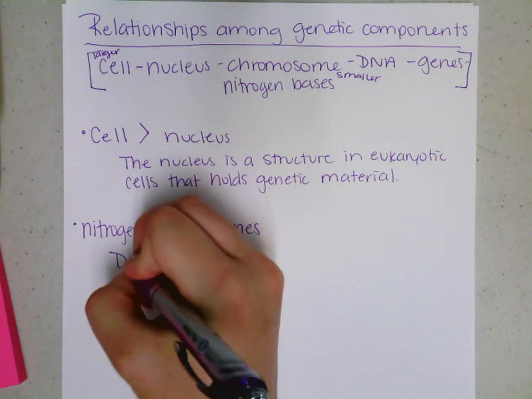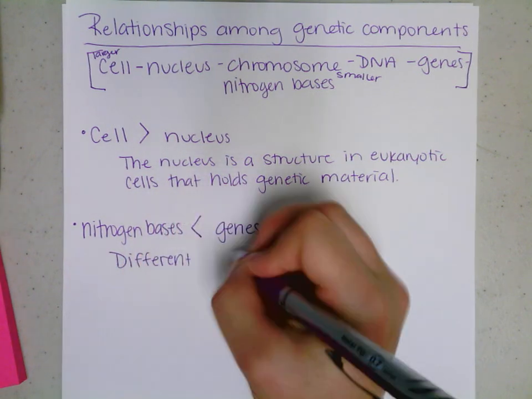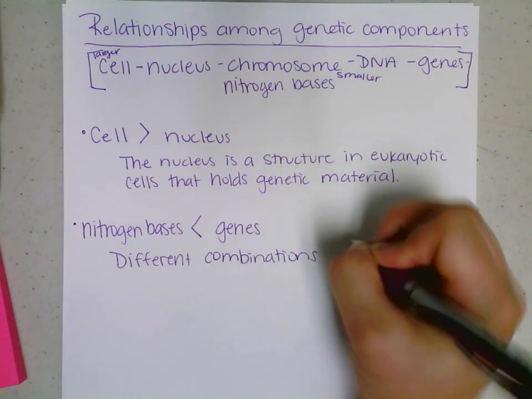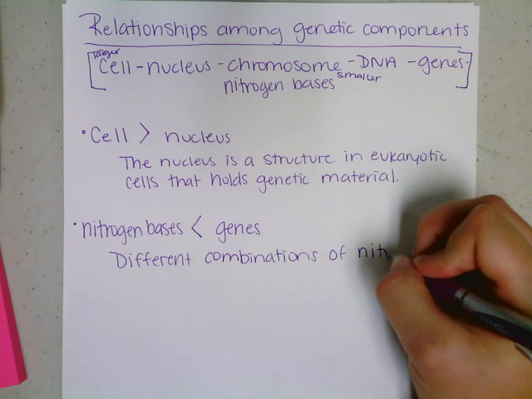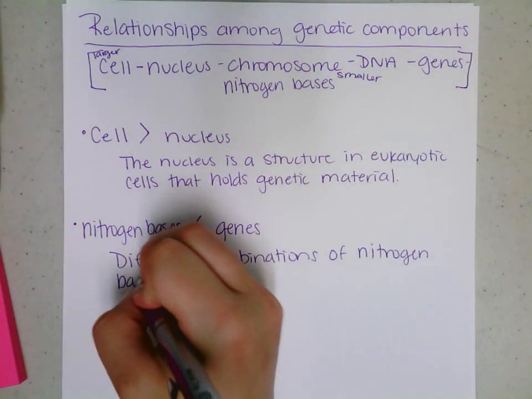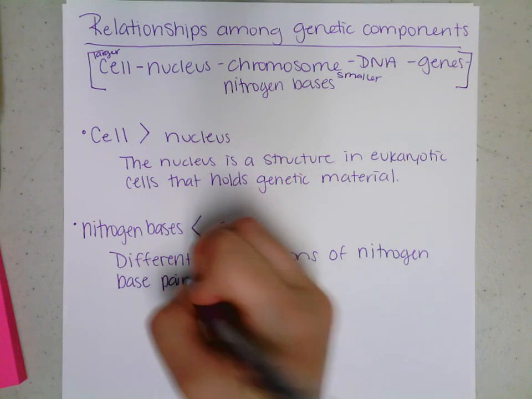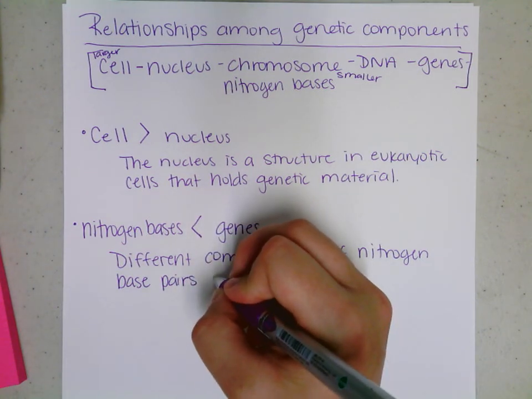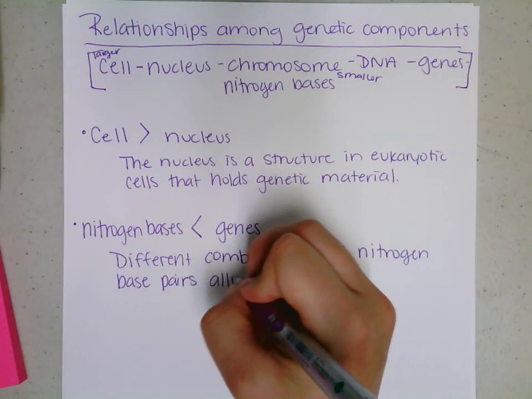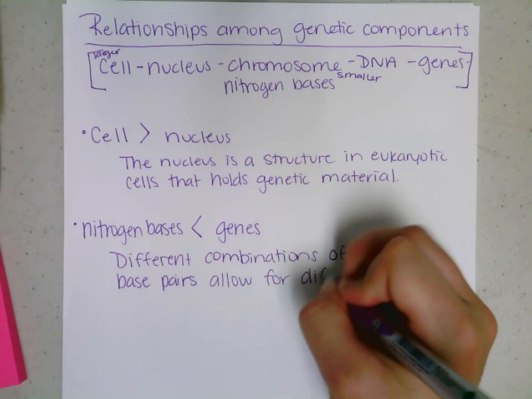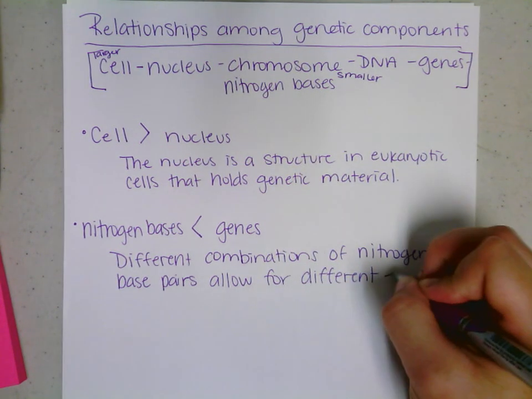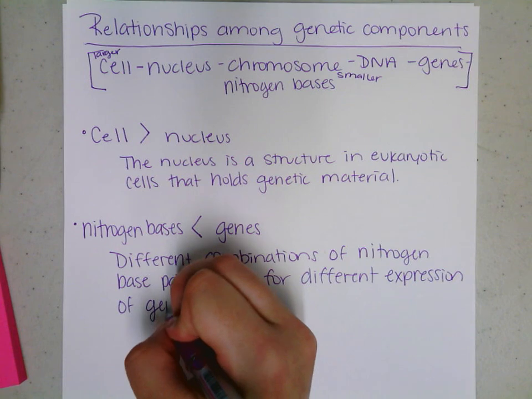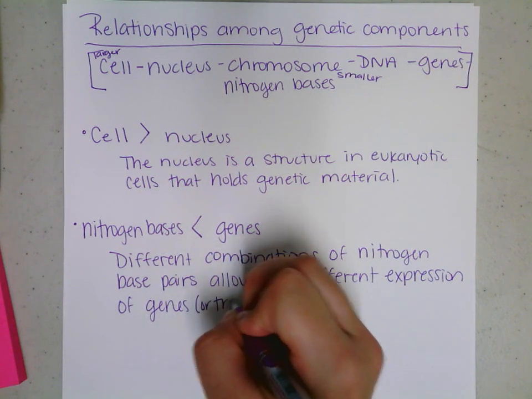So we have different combinations of nitrogen bases. Really, we can say nitrogen base pairs because we know that they are paired up, A with T, G with C. Different combinations of nitrogen base pairs allow for different expression of genes or traits.